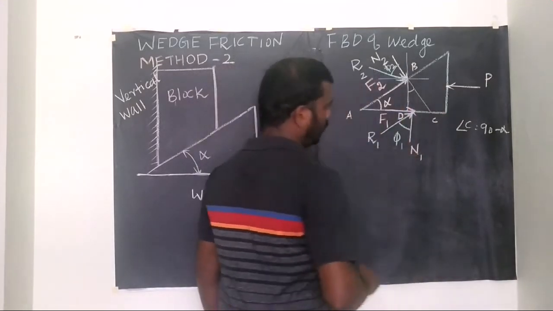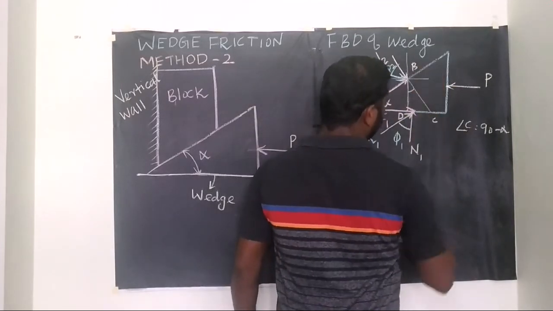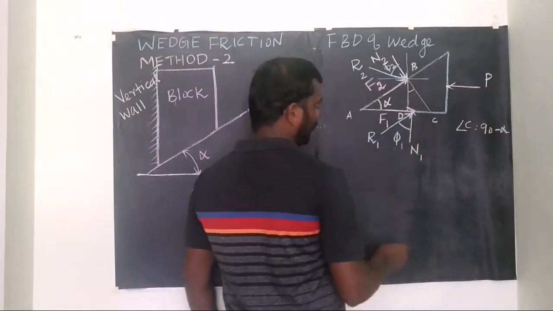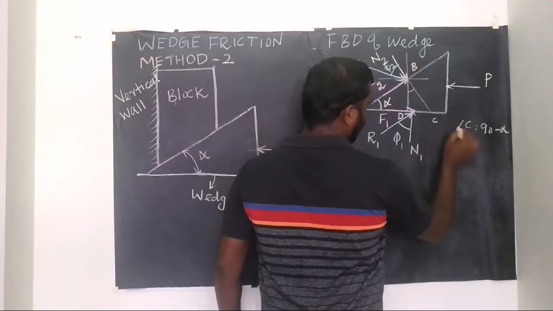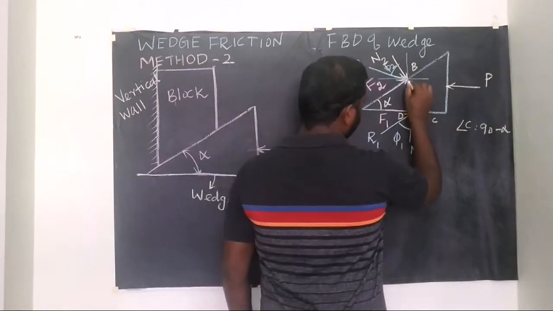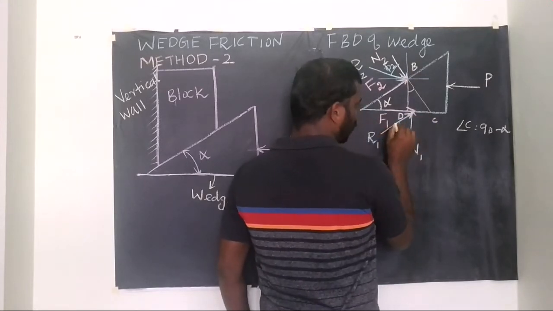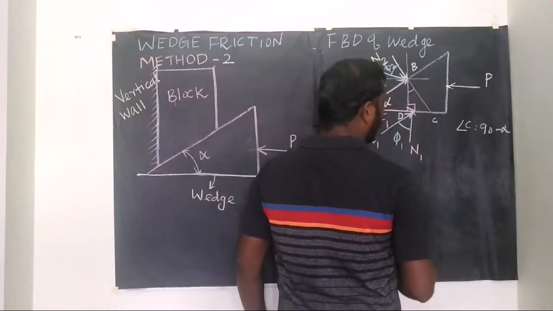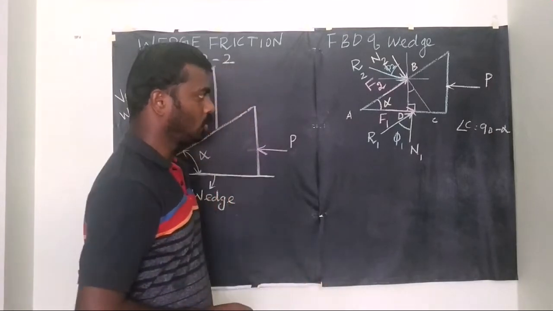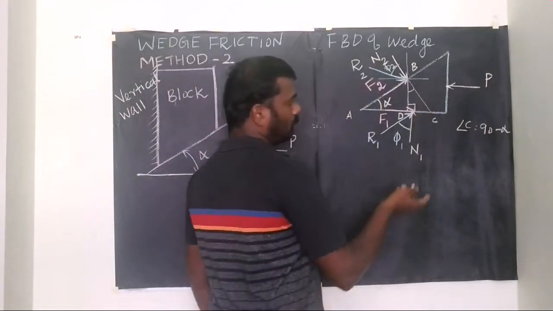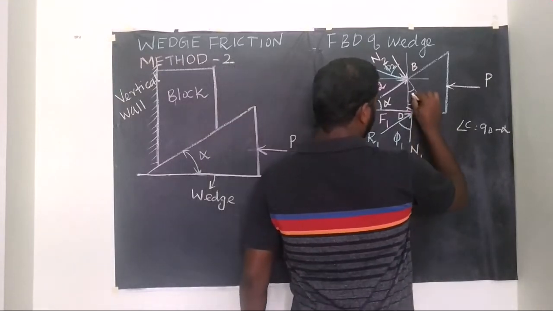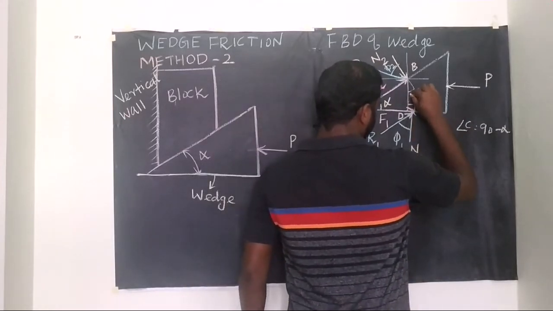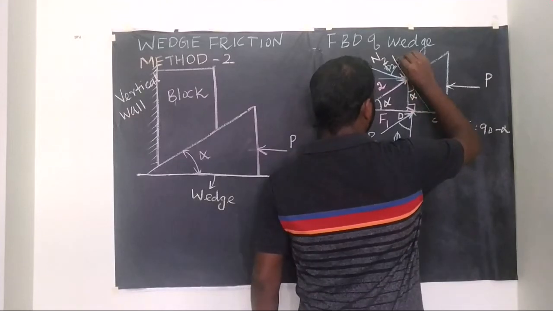Then take the triangle BDC. In this triangle we don't know angle B. Let me find it now. Angle C is nothing but 90 minus alpha. Then this line is perpendicular to this horizontal line, so this is 90. The sum of the angles of a triangle equals 180. Here 90, the 180 will be cancelled, then alpha will come here. That was discussed in the earlier classes. So this is alpha, and this angle is also alpha.